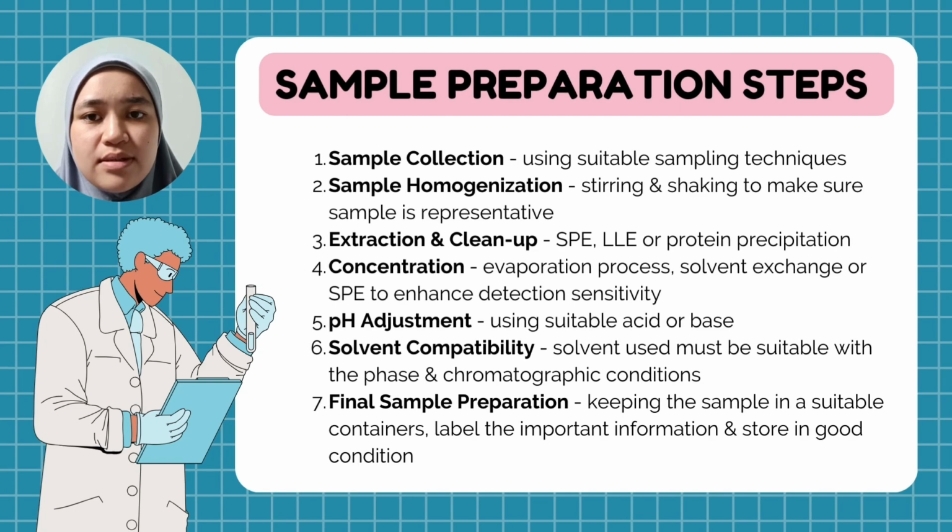These are the sample preparation steps involved in preparing a sample for HPLC. The first one is sample collection, which is using suitable sampling techniques to keep useful information. The second one is sample homogenization, which is stirring or shaking to make sure the sample is representative. The third one is extraction and cleanup. It involves solid phase extraction, SPE, liquid-liquid extraction, LLE, or protein precipitation.